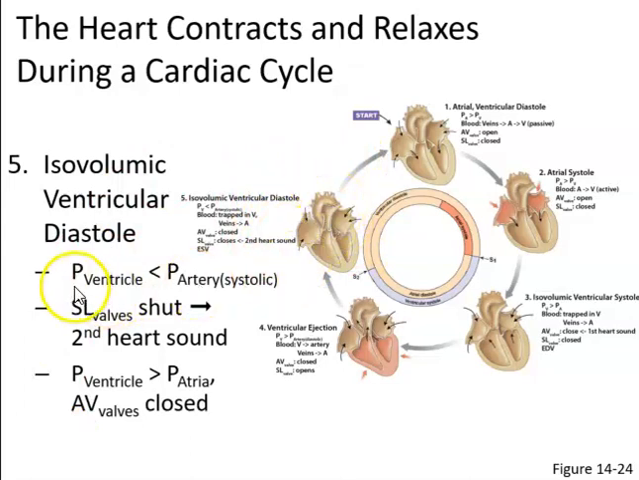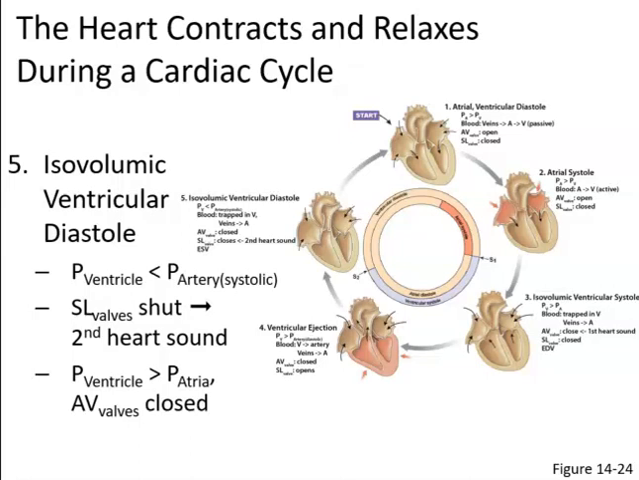At this point, the pressure in the ventricles is less than the pressure in the arteries, and the ventricles will start to relax. So the ventricles will start relaxing, the chamber size gets bigger, and the pressure in the ventricles decreases so that the pressure is less than the outlet pressure. Now that the pressure is less than the outlet pressure, the semilunar valves will shut and produce that second heart sound. We talk about the heart sounds, lub-dub. Dub is that second heart sound produced by the shutting of the semilunar valves in this phase.